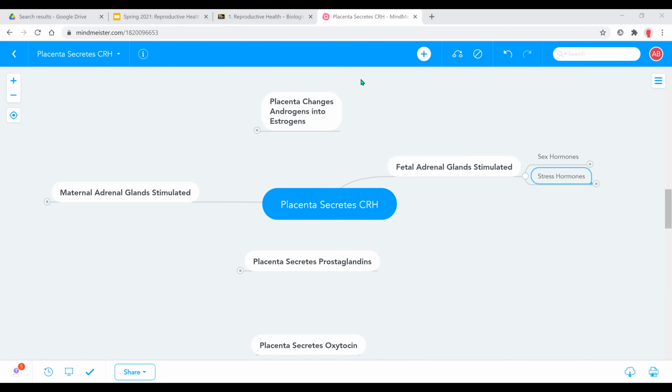So the placenta secretes CRH, and that stimulates the fetal adrenal glands, right? And so the fetal adrenal glands release sex hormones, they release stress hormones, and we will stick with the sex hormones for now. So the androgens are released. They go back to the placenta. The placenta changes the androgens into estrogens. The estrogens stimulate the uterus.